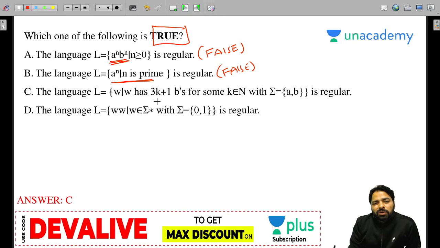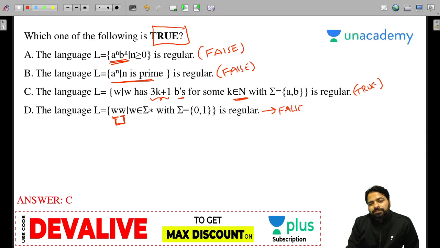And next one: W has 3k plus 1 b's for some k belongs to N, and you know that the number of b's is equal to 1 mod 3. That is regular. It is true. And in this one, there is a dependency between the symbols of the string with WW, so it is non-regular, so it is also false. Only C is true because in C, the number of b's is equal to 1 modulo 3. When you divide by 3, you will get a remainder 1. And that is regular. Obviously, it just takes 3 states, guys.